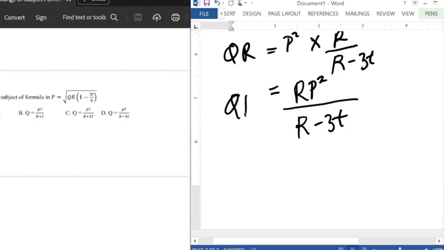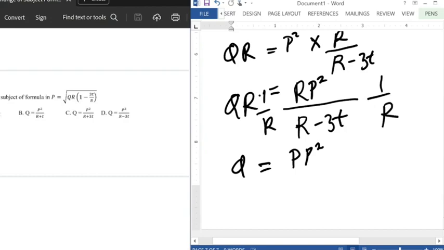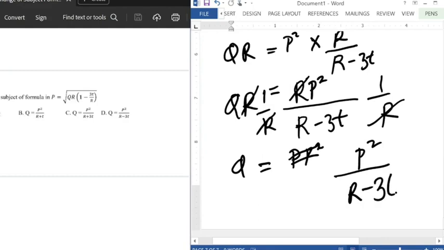So this is qr, which means we're going to divide both sides by r, that is, multiply both sides by 1 over r. So we have q equals r p squared over r minus 3t times 1 over r. The r cancels this r. So what we are going to have left is p squared all over r minus 3t. P squared all over r minus 3t. That is option D. I hope this is very clear. So that is that for question number 9.